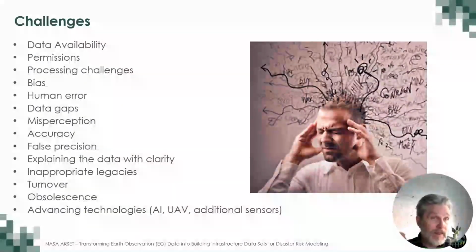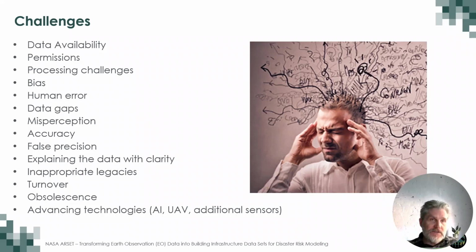A lot of challenges in putting these data sets together. One is data availability: trying to get access to data, and permission to use the data once you've found that it's available. There are processing challenges, which we'll be going through, but having the skill set to do that at the city level, there are not a lot of cities that have that. Bias in the various parts of the data sets, which we'll be talking about in detail. Human error.